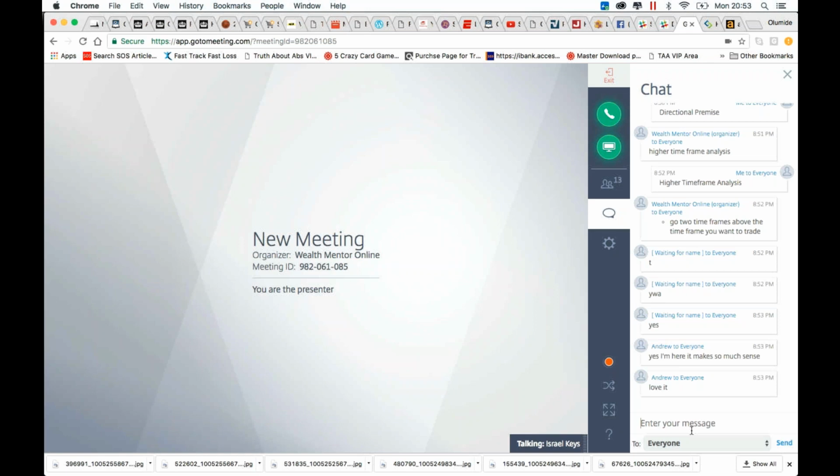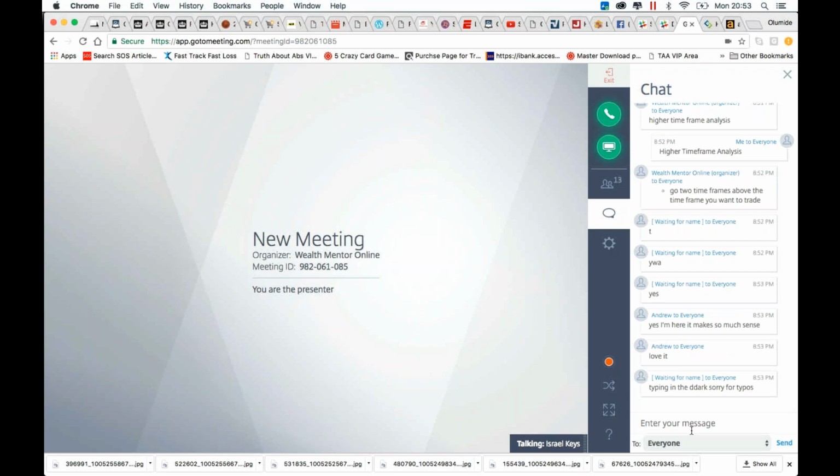So I'm going to show you this trade I'm setting up now on an hourly time frame. My execution time frame is my 1 hour time frame, but I want to go 2 time frames above to be sure that I am in line with the directional premise of the higher time frame. If you can then find some indicators that further confirm that direction on your execution time frame, even better.